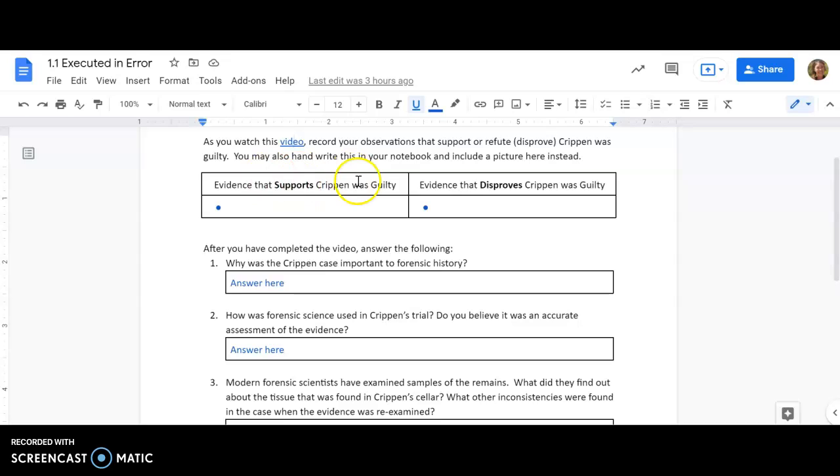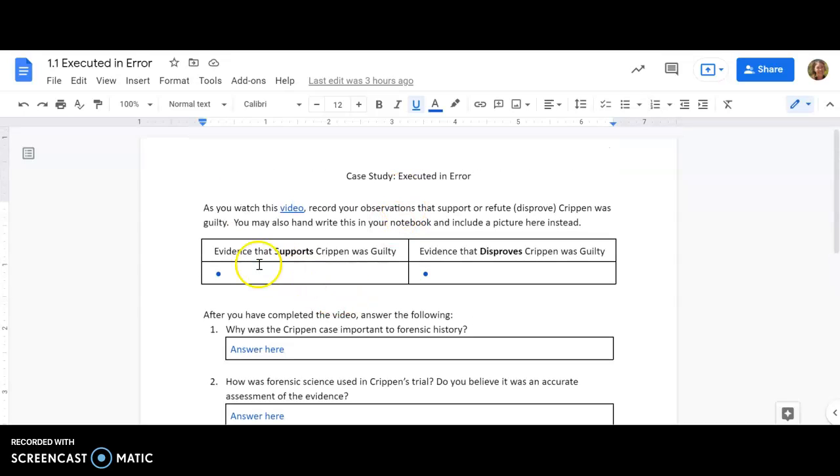And so your overall goal for this is to collect evidence that supports the claim that Crippen was guilty, and then you're going to list all the evidence that disproves the claim that Crippen was guilty. And so this will look a little different for each person, but you should be pausing the video as each piece of evidence comes up to jot it down and just kind of make a growing list, like does this piece point to his guilt or away from his guilt?